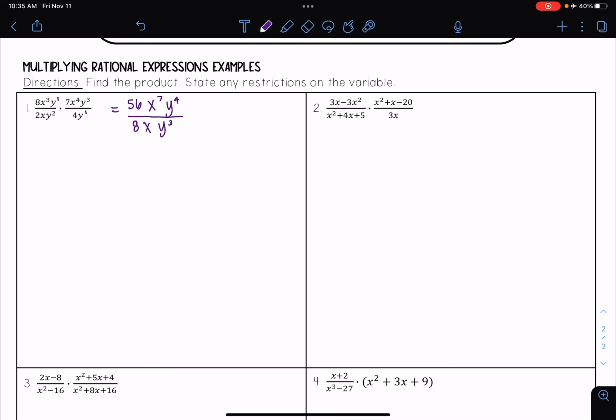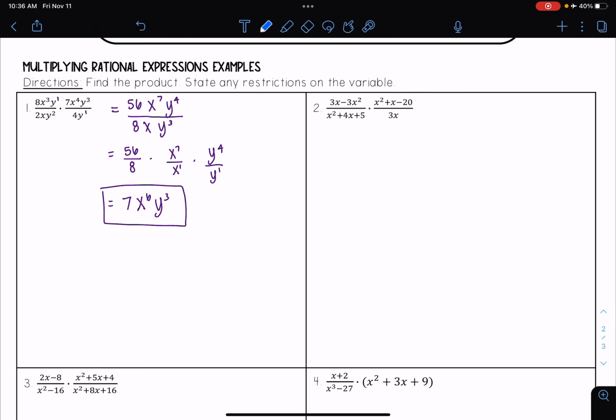Now we can think of this as simplifying three different parts. I can separate this out to simplify 56 over 8, x to the 7th over x, and y to the 4th over y. 56 divided by 8, I get 7. x to the 7th divided by x, I get x to the 6th, because 7 minus 1 is 6. And y to the 4th divided by y, I subtract those exponents, and I get y cubed.